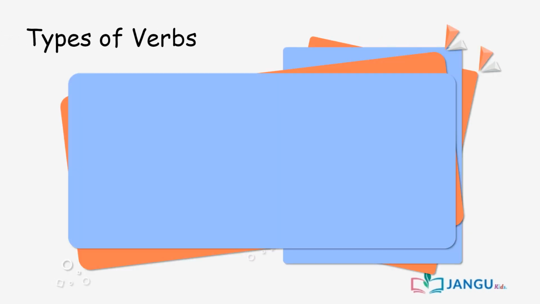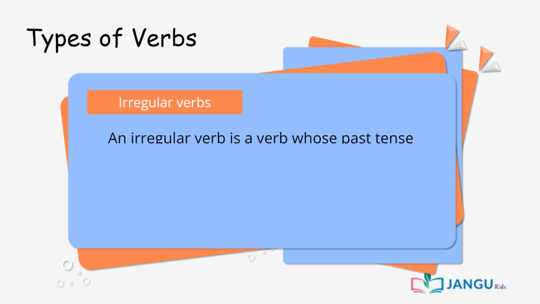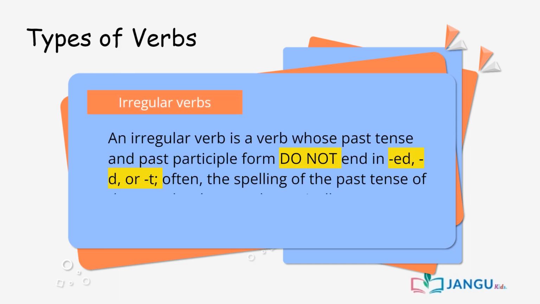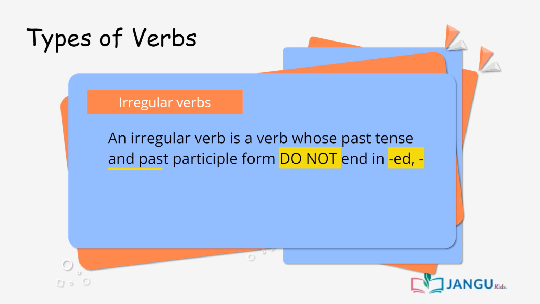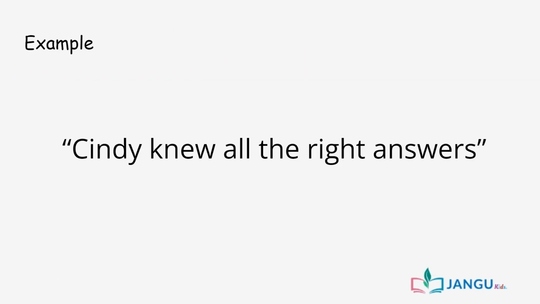On the other hand, an irregular verb is a verb whose past tense and past participle form do not end in ed, d, or t. Often, the spelling of the past tense of these verbs changes dramatically or may not even change at all. For example, in the sentence, Cindy knew all the right answers. The verb knew is an irregular verb because it's the past tense of the word know, but it doesn't end in ed, d, or t.